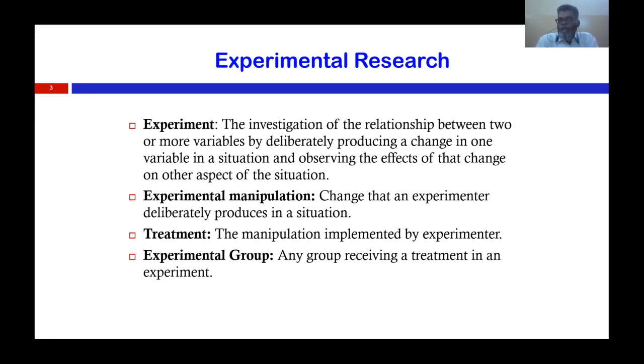So what is experimental manipulation? It is the change that an experimenter, that means a person, deliberately produces in a situation. And treatment is a manipulation implemented by the experimenter. And experimental group means any group that receives a treatment in an experiment. So these are all the different terms in experimental research: experiment, experimental manipulation, treatment, and experimental group. Okay.